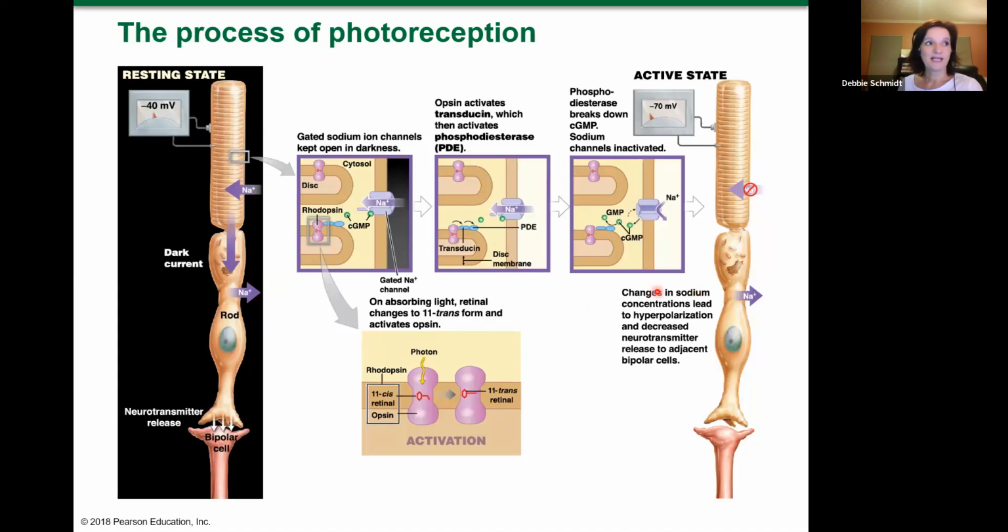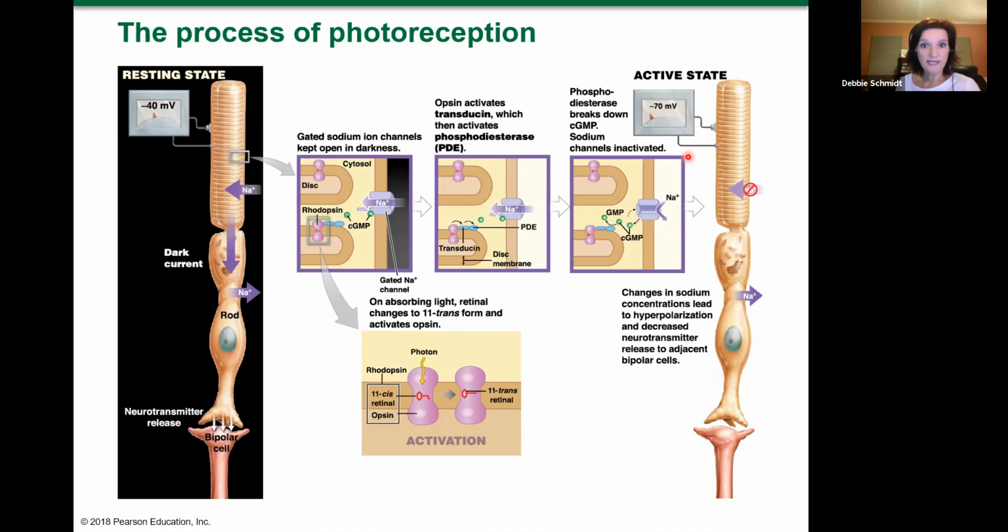Cyclic GMP is going to act as our second messenger here, and it's going to shut off the sodium channel. It's going to put a cork in the end of it, so no more sodium can flood in. And if sodium's not flooding in, we have sodium potassium ion exchange pumps going on. Now the changes in sodium concentrations lead to a hyperpolarization, meaning it gets more negative, and decreased neurotransmitter released to adjacent bipolar cells. Look at the potential in this active state. It's now negative 70 millivolts, which is our resting membrane potential for a regular old neuron.